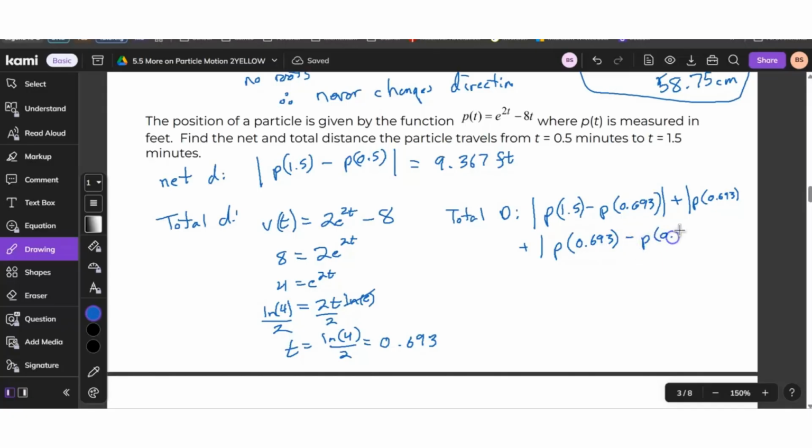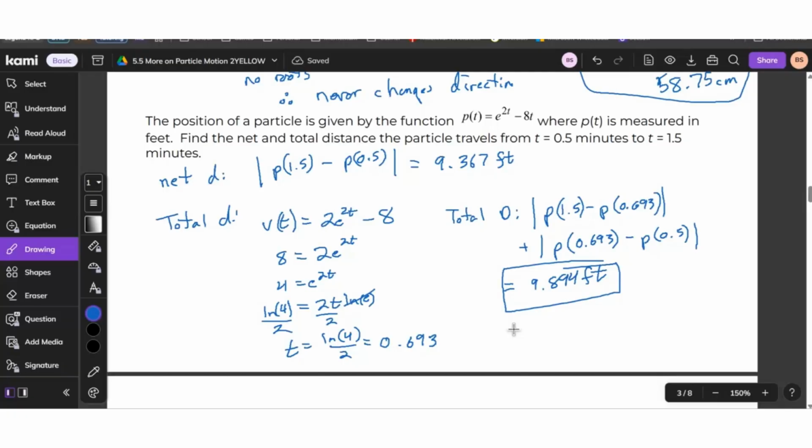Minus p of 0. Was it 5? Yeah, 0.5. So we have to add those two absolute values, right? Because it turned around at 0.693 seconds. And then when we put that in our calculator, we're going to get 9.894 feet. I did this one earlier. So you notice it's a little bit bigger than the net distance.